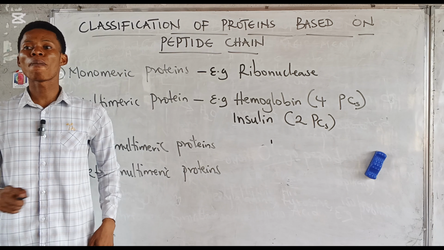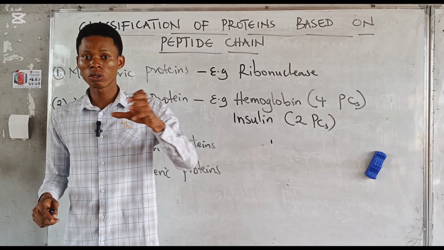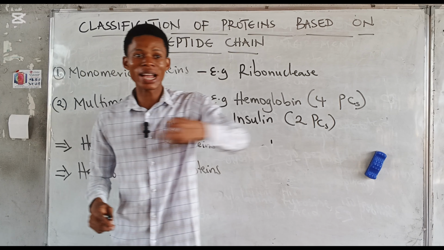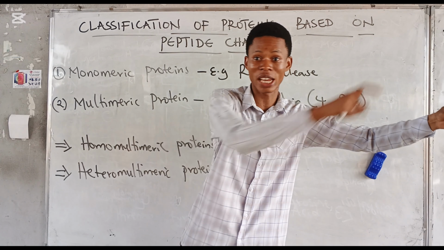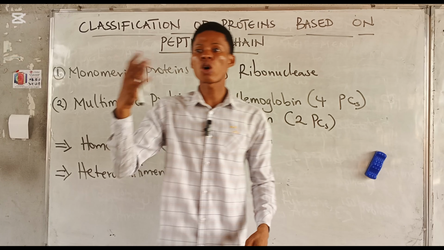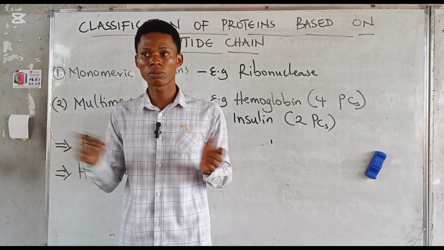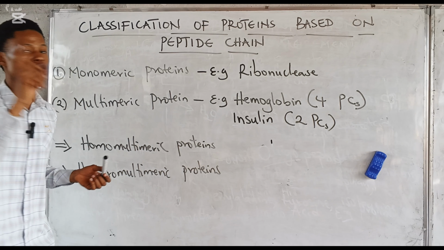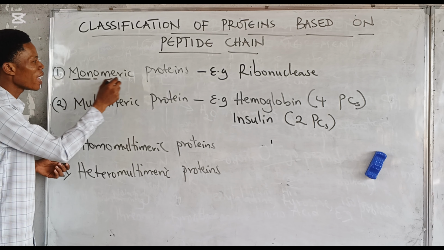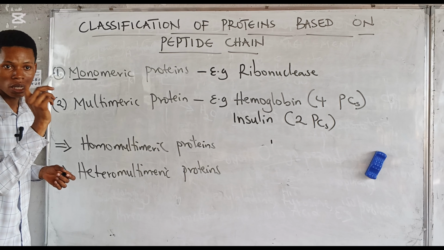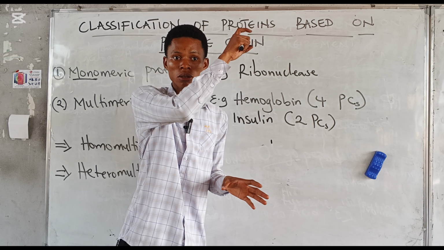Now, most proteins have one polypeptide chain. Listen up, some proteins have one polypeptide chain. Remember, polypeptide chain, amino acids, plenty of them, just one chain like that. While some other proteins have like 2, 3, 4 polypeptide chains linked together. Those proteins that have just one polypeptide chain are called what? Monomeric. Mono means what? One. Monomeric proteins are proteins that have just one polypeptide chain.